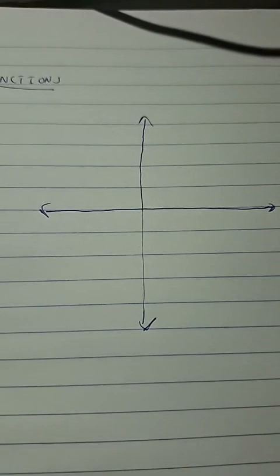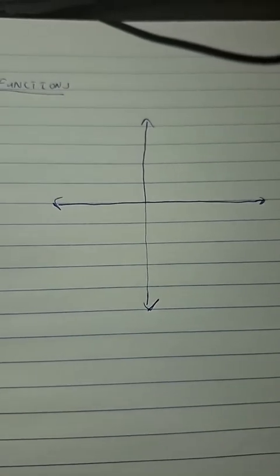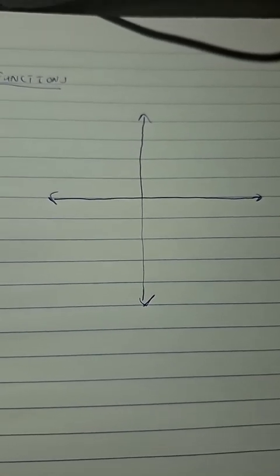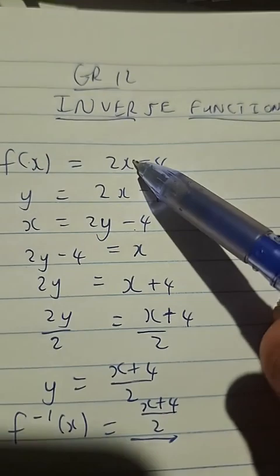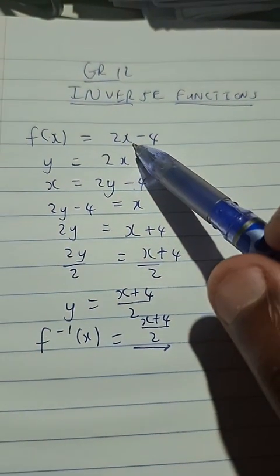Now, let's say I wanted to represent these two functions on a Cartesian plane. Let's say I wanted to sketch this function on a Cartesian plane. So f of x is equal to 2x minus 4. In earlier grades, whenever you sketched a straight line function, we used what we know as the dual intercept method to help us sketch the function.